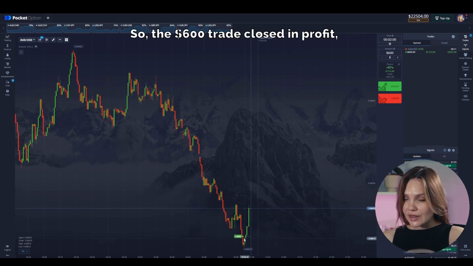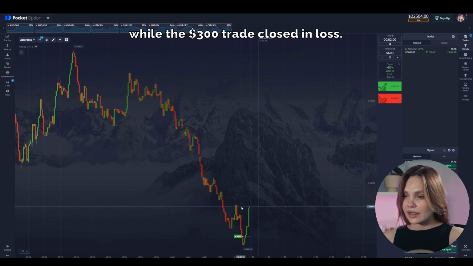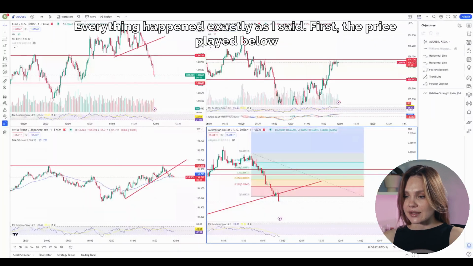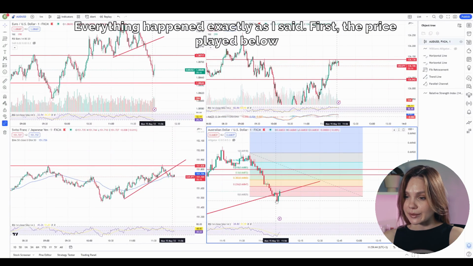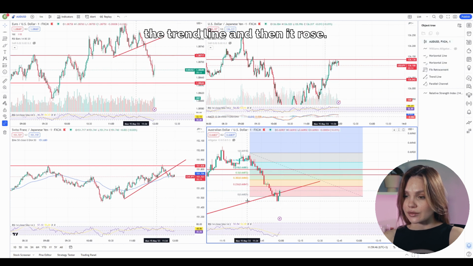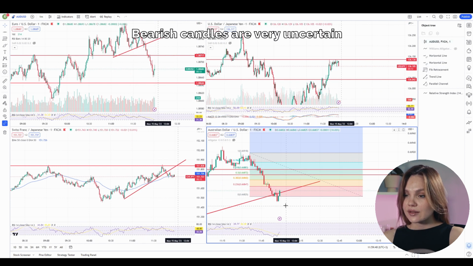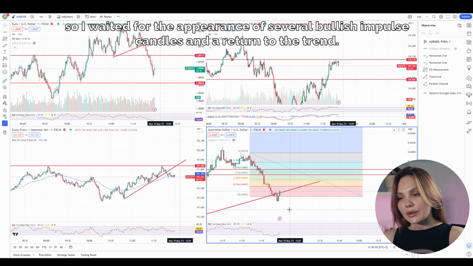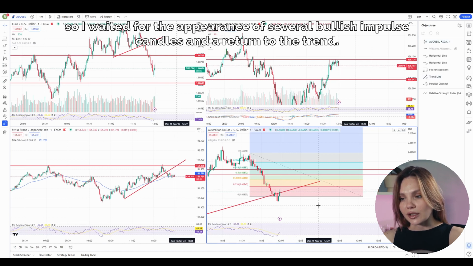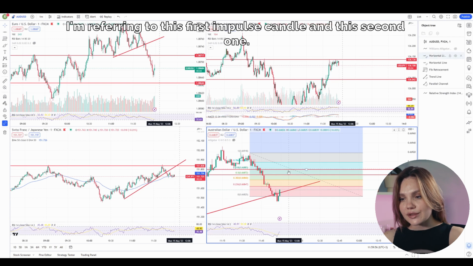So, the $600 trade closed in profit, while the $300 trade closed in loss. Everything happened exactly as I said. First, the price played below the trend line, and then it rose. Bearish candles are very uncertain, so I waited for the appearance of several bullish impulse candles and a return to the trend. I'm referring to this first impulse candle and this second one.